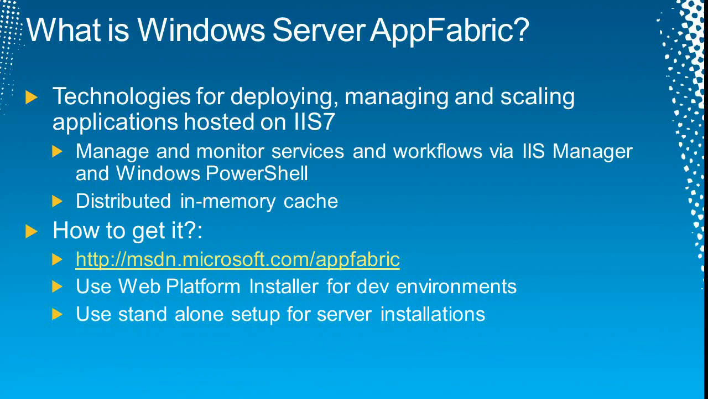Now, how do you get it? You can get it using the link that I've got up here. There are two ways to install it. There's the web platform installer, and there's a standalone installer. The web platform installer is great for a dev machine where you just want to lay down everything that you need to get up and running with Windows Server App Fabric, the persistent store, the monitoring store, and so forth. Everything you need to just get up and running. For server machines, you can use the standalone installer, which gives you a little bit more flexibility.